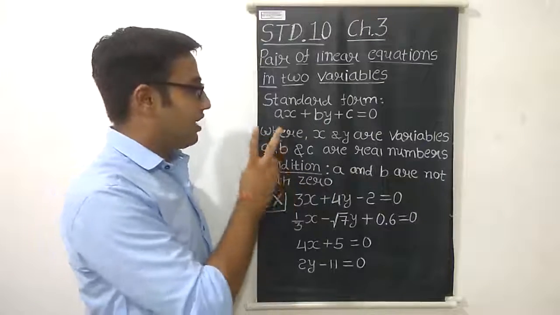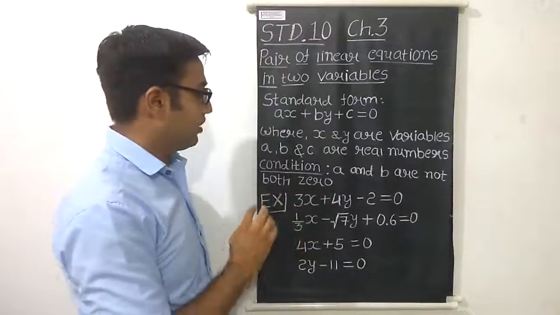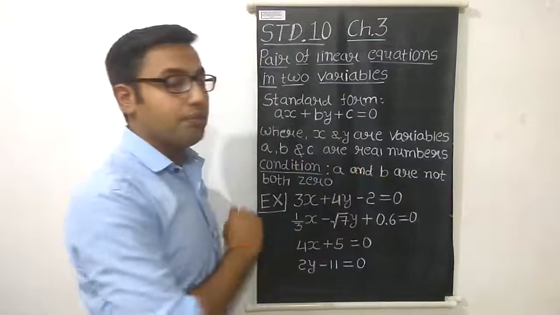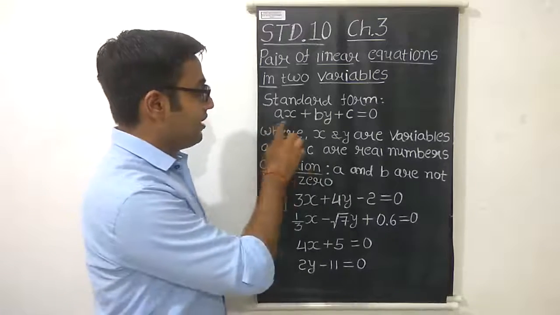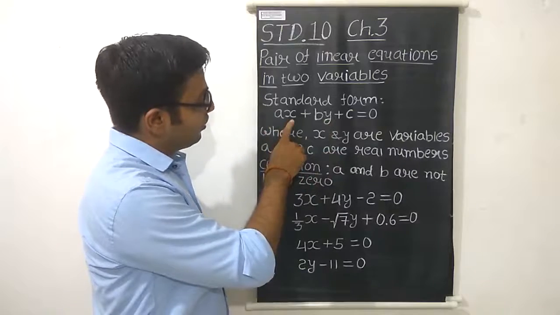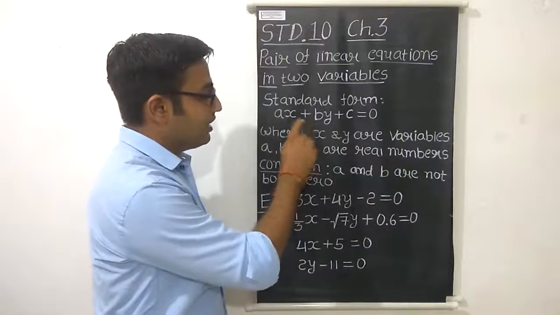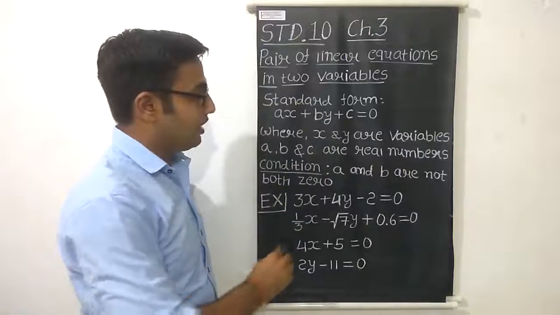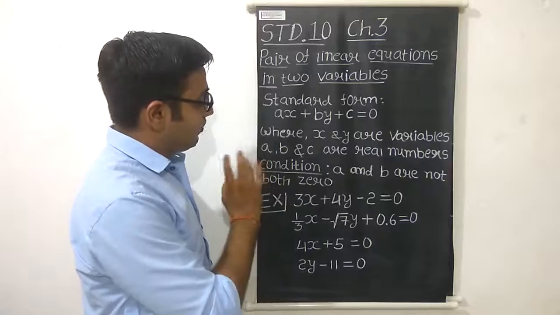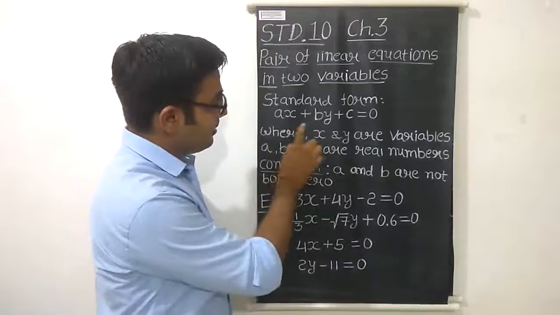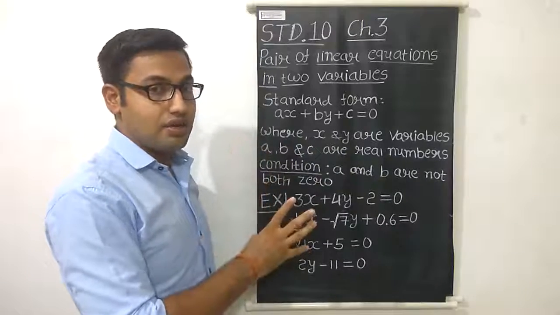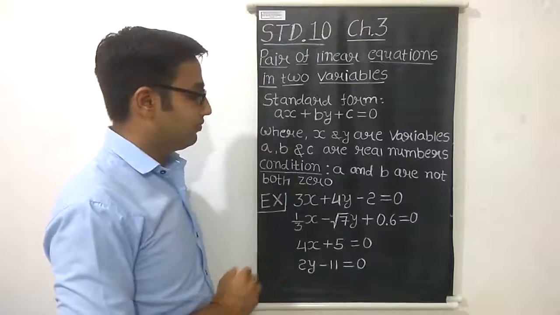That means their values are not fixed. Now what are a, b and c? A, b and c are real numbers, right? That means a, b and c are constants. Here a is called the coefficient of x, b is called the coefficient of y, and c is called the constant. Right? And one thing here is that a, b and c are real numbers. That means they are either rational numbers or irrational numbers, right?